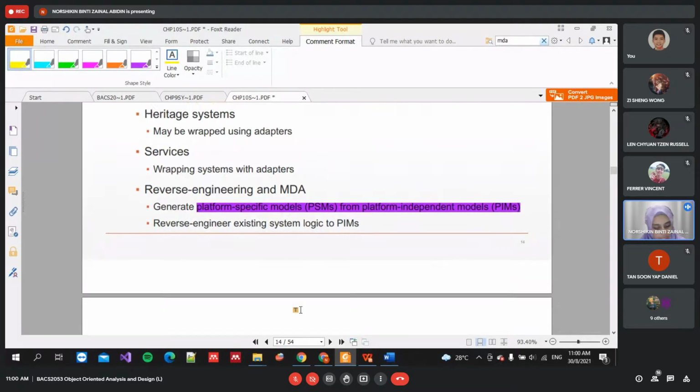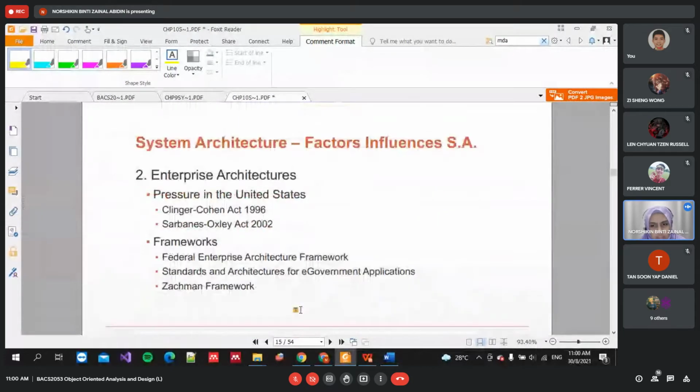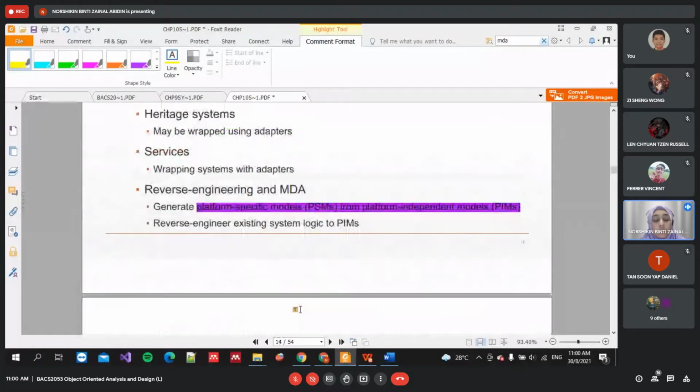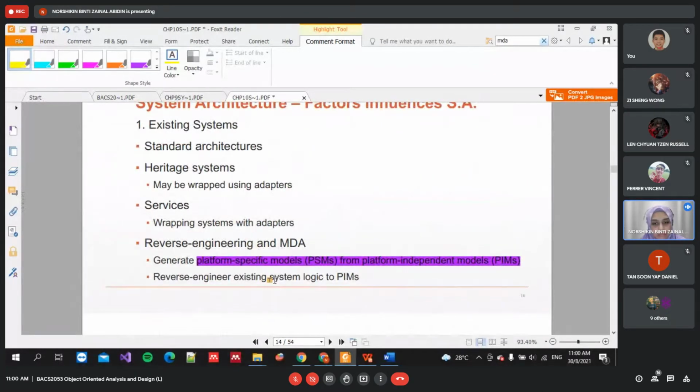MDA is not stated here in this sample, but MDA is actually this one, page 14. MDA stands for model driven architecture. There are two terms that bind with MDA. If you go to Google, these two terms, PSM and PIM, will bind with MDA. So what is MDA? MDA is an approach for software design and software implementation.